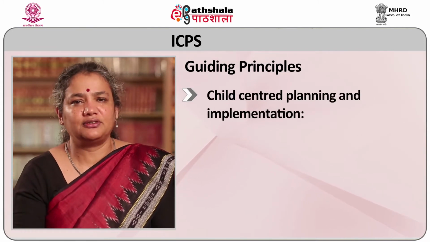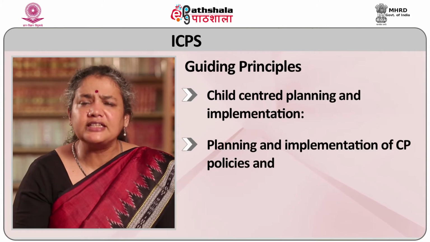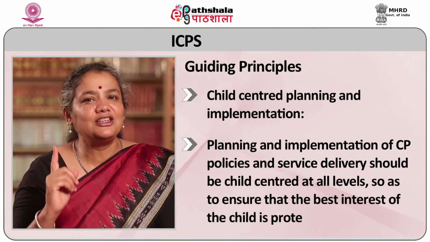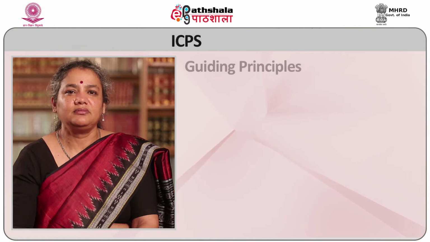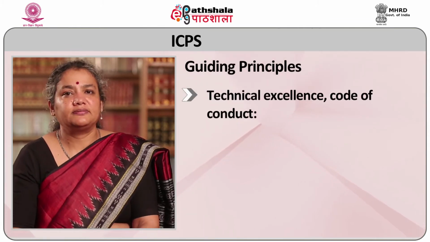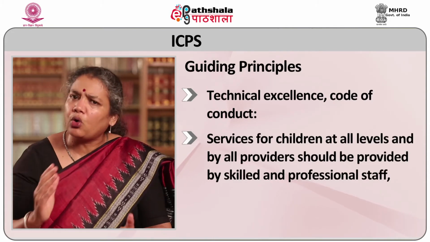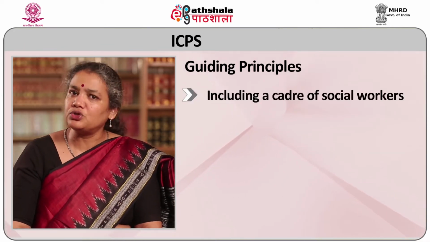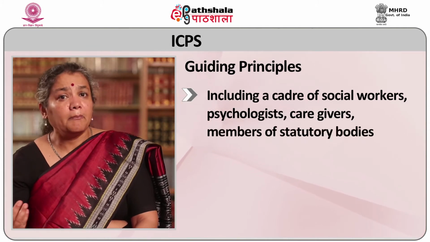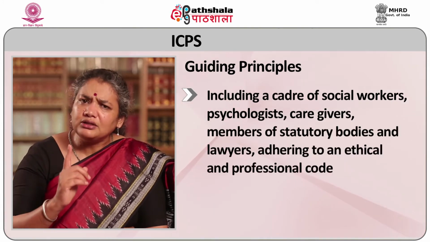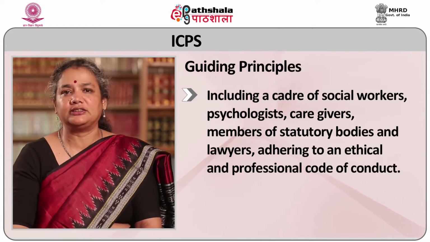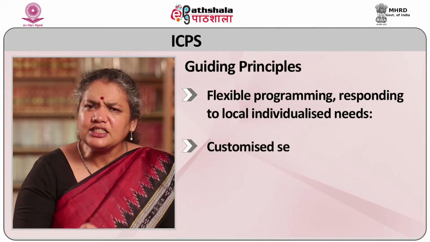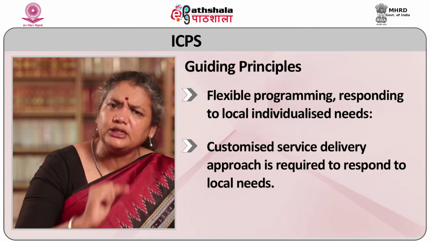Child-centered planning and implementation. Planning and implementation of child protection policies and service delivery should be child-centered at all levels so as to ensure that the best interest of the child is protected. Technical excellence and code of conduct. Services for all children at all levels and by all providers should be provided by skilled and professional staff, including a cadre of social workers, psychologists, caregivers, members of statutory bodies, and lawyers, all adhering to an ethical and professional code of conduct. Flexible programming responding to local, individualized needs. Customized service delivery approach is required to respond to local needs.